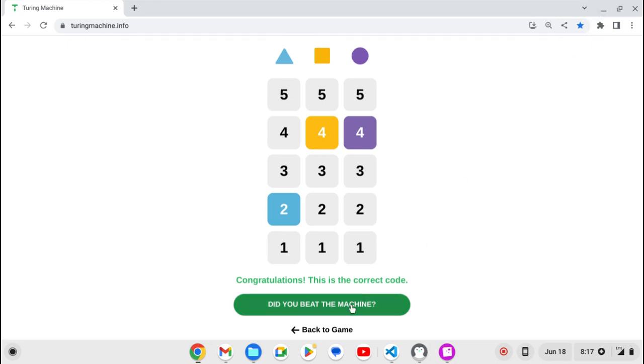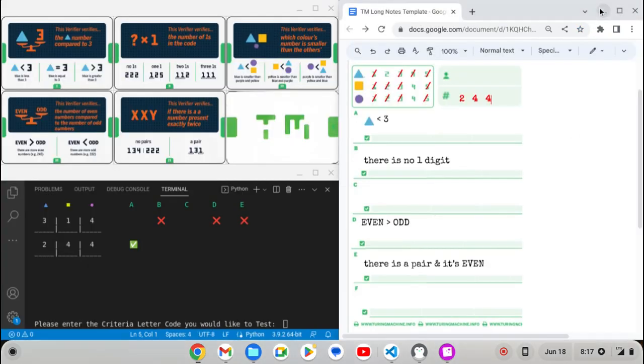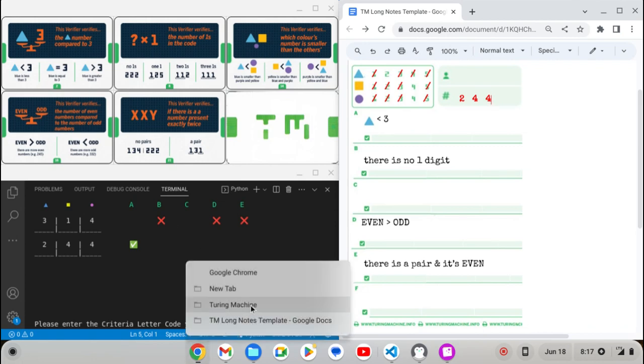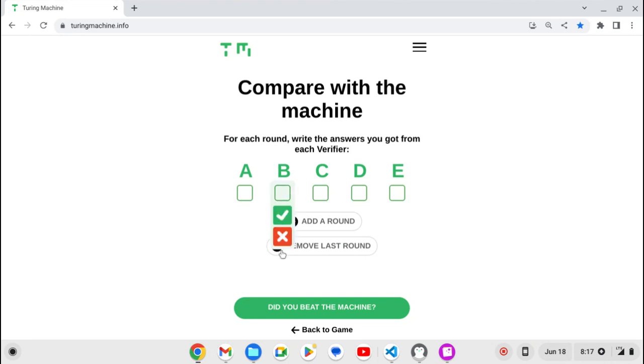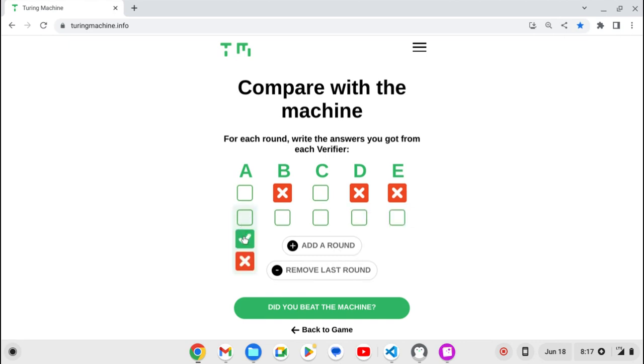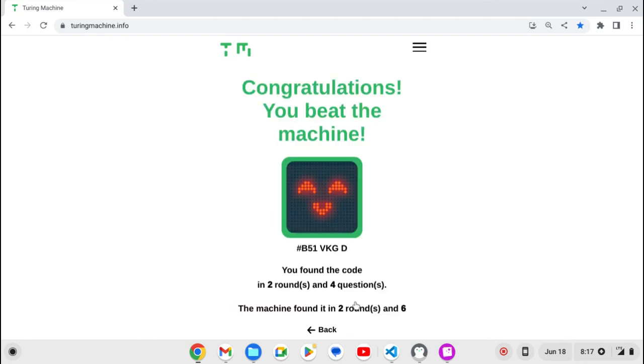Fantastic. Okay, so let's see if we beat the Turing machine. So first round, B, D, E, all wrong, and then a single correct one for A. We did not do C. And then in the second round, we did A. And I feel confident that we should beat it because we did fewer tests than there are criteria cards. Well, there you go. So we answered it in 4 questions, and the Turing machine took 6.